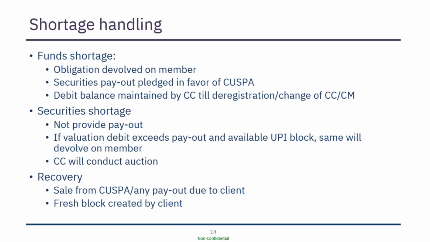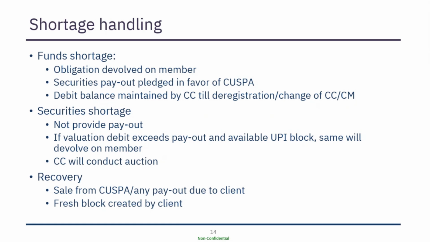Then in case of security shortage, if securities are not made by 8 p.m., then we treat that as no security being short. So we don't provide funds payout, and we calculate a valuation debit for the client. And if that valuation debit exceeds the no payout due to the client and any UPI block available, the same will again devolve on the member, and the CC will conduct the auction. The remaining process will be the same as today.